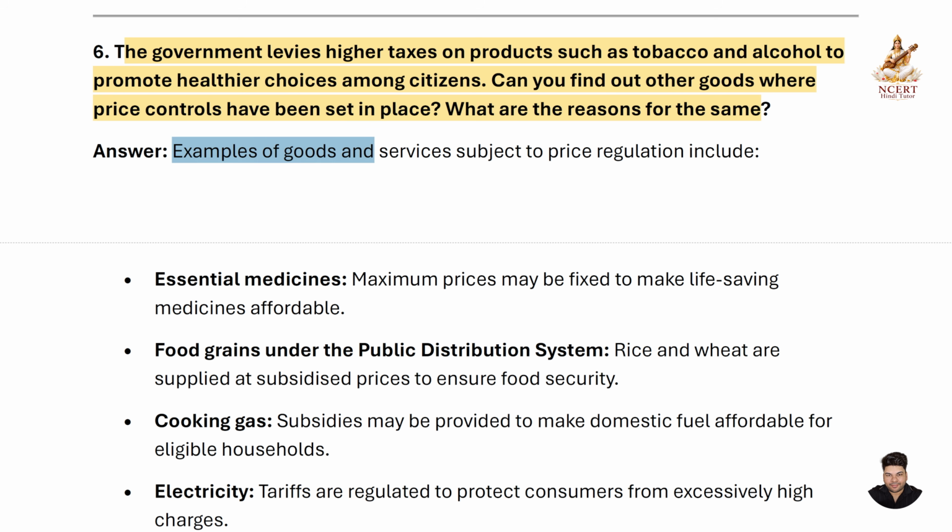Answer. Examples of goods and services subject to price regulation include essential medicines. Maximum prices may be fixed to make life-saving medicines affordable.